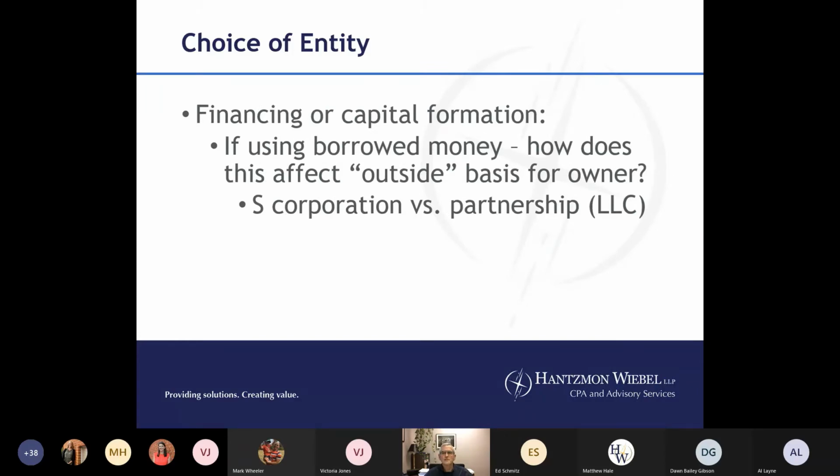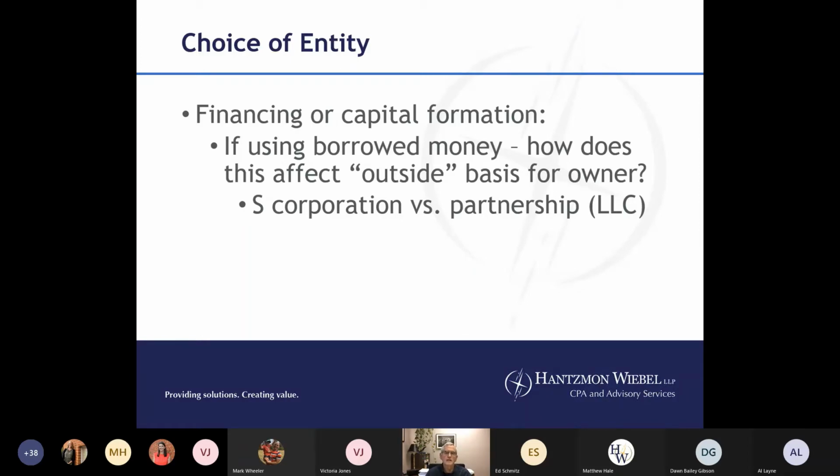How does financing and capital formation affect it? If you're going to use borrowed money, how does that affect the quote outside basis for the owner? I think most of us know in an S corp that the basis, and therefore the limitation on my losses, is my capital stock plus loans that I as a shareholder have made directly to the corporation. Now, I know a lot of us use a technique of back-to-back loans where I go borrow the money from the bank and I turn around and loan it to the S corp.